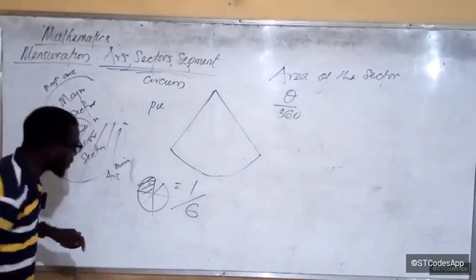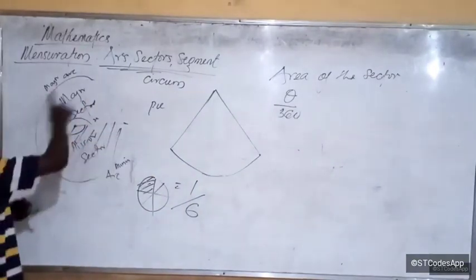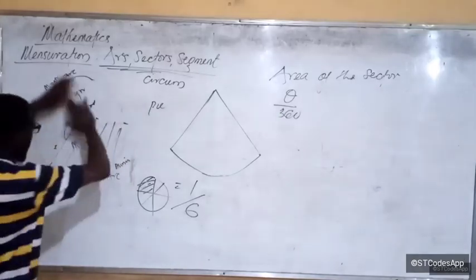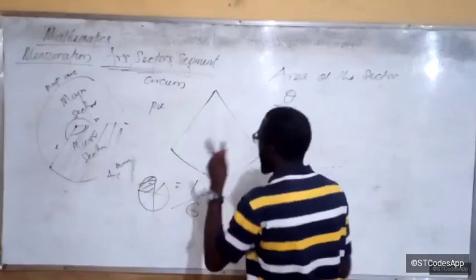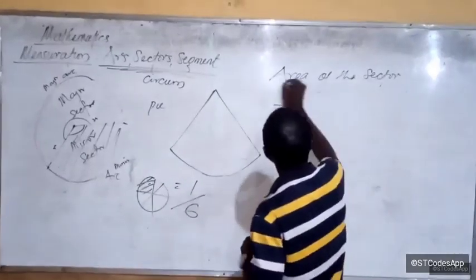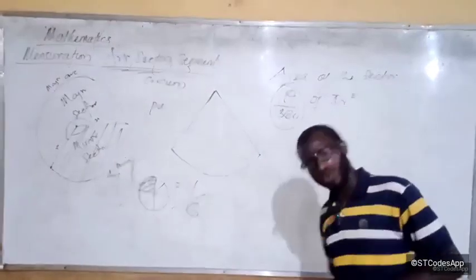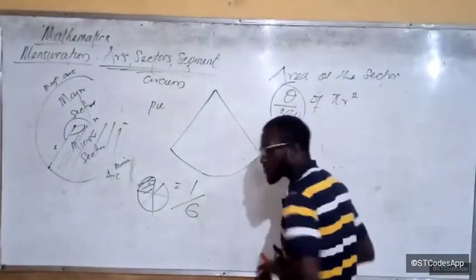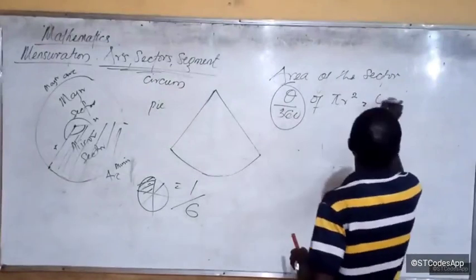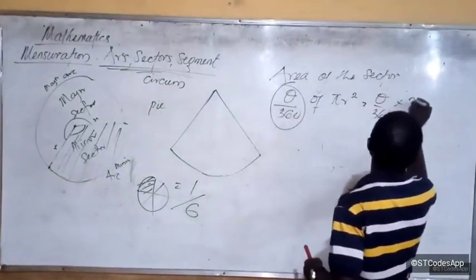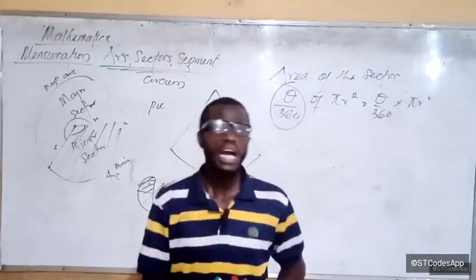Is that okay? Now, because the entire area of this circle, that is the entire area that it is occupying, is actually pi r squared, then we took a fraction of pi r squared. Do you understand? We took an angular fraction of what? Pi r squared. So that's why the formula for area of sector is what? Theta over 360 times what? Pi r squared. Do we understand? Now it's as simple as that.